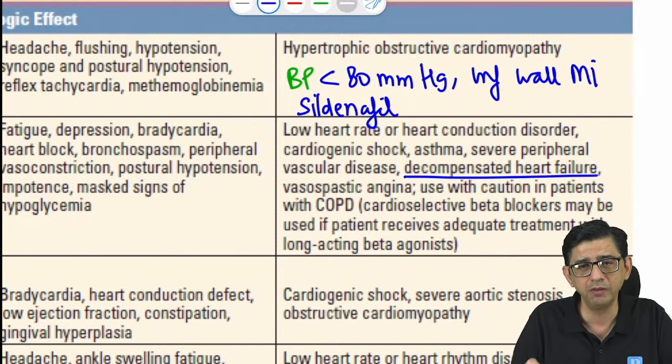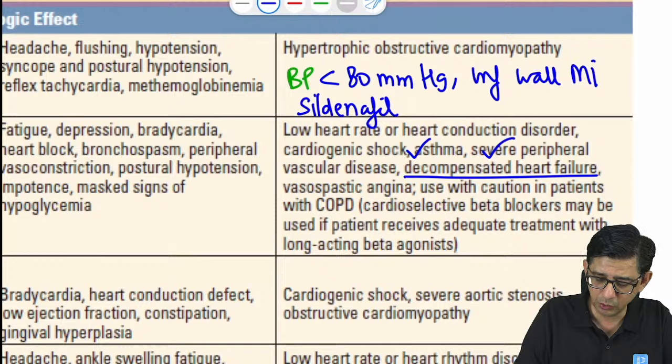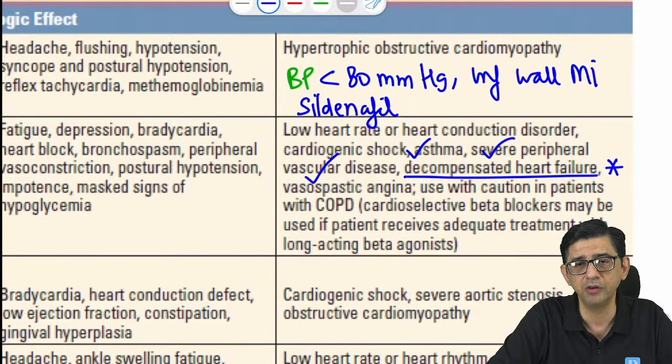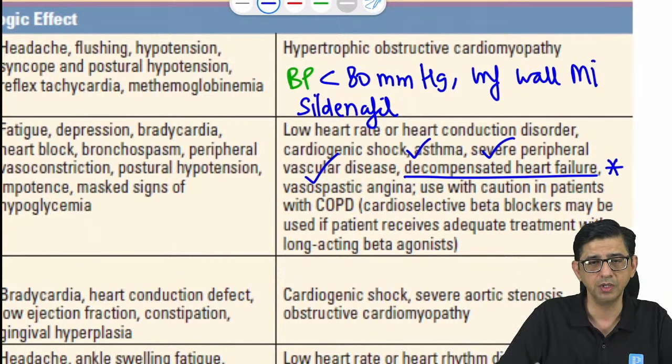I mean, asthma, nobody will make a mistake. COPD, nobody will make a mistake. Peripheral arterial disease, nobody makes a mistake. What you had to pick up in this question was the fact that decompensated heart failure is when we do not give beta blockers to the patient. That was the main concept behind this question.